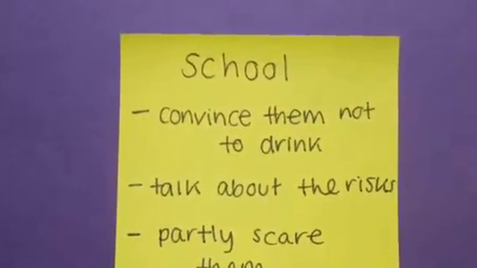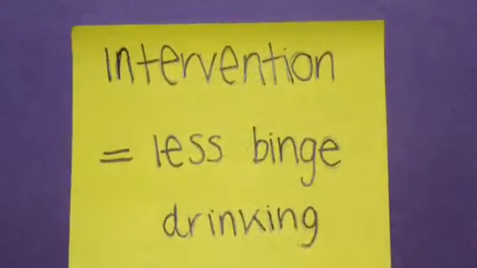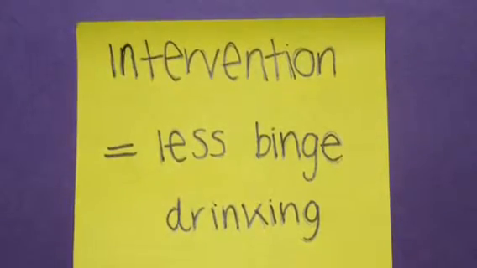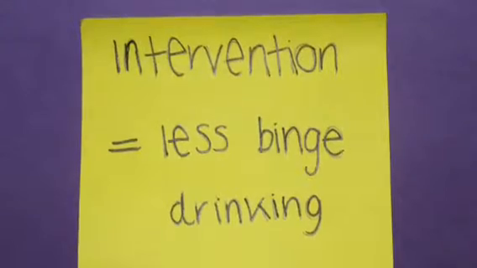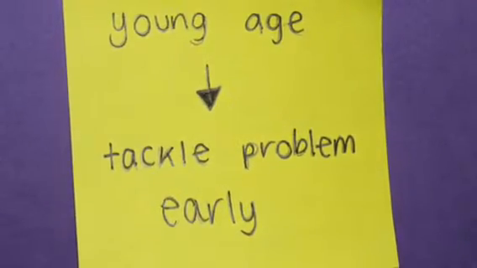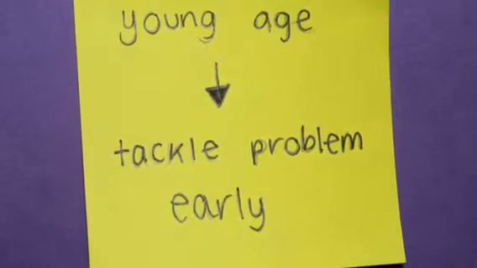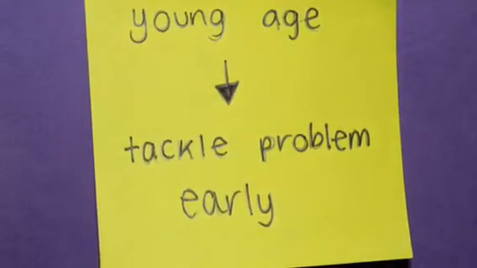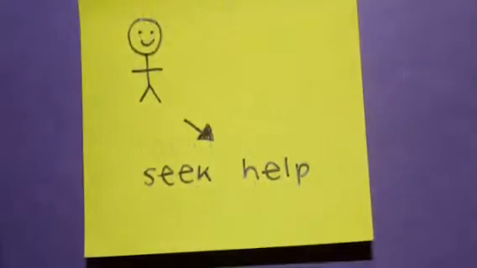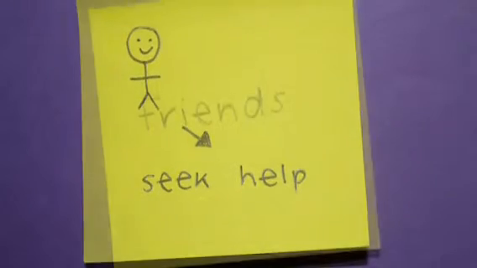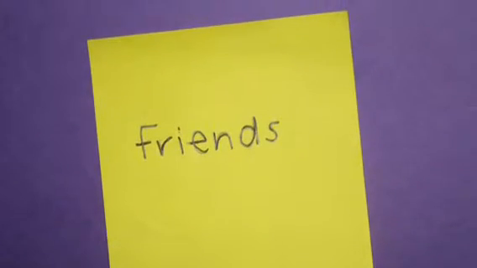They talk about the risks and they also kind of scare them. The interventions have been shown to reduce the amount of binge drinking. They are aimed at kids with emotional and behavioural problems and have been shown to significantly reduce drinking behaviour. Problems with alcohol start at a young age. These interventions will hopefully convince people to think before drinking. People who are having problems with alcohol will hopefully seek help, or their friends will help them to seek help.